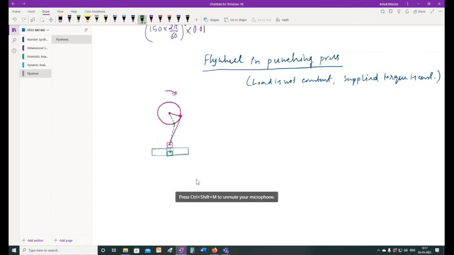So let us say that the crank angle is measured from this point, which is the inner dead center. From the starting of the punching, say this angle is theta 1. And when the punching is completed, let's say this angle is theta 2. And the thickness the puncher moves is, let's say, T.